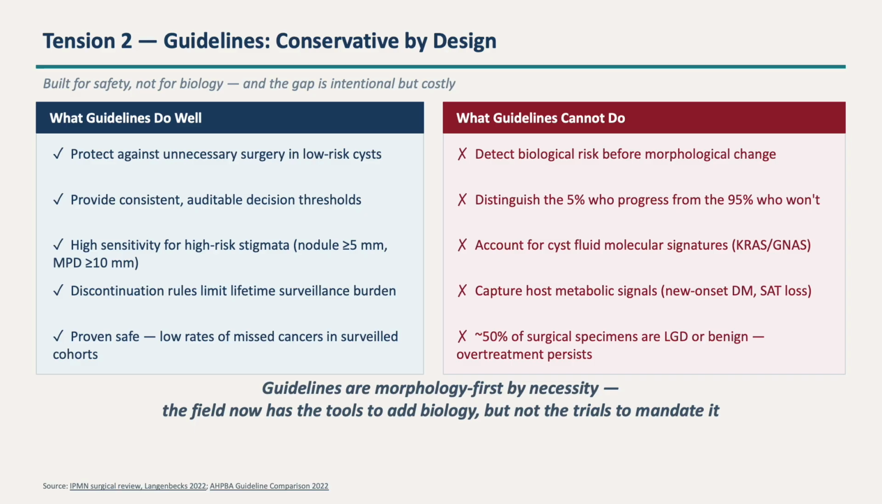Guidelines are morphology first by necessity, because the patient is coming to you because they found something on CT. The field now has tools to add biology, but not the trials to mandate it. So again, it's a burden of proof question.